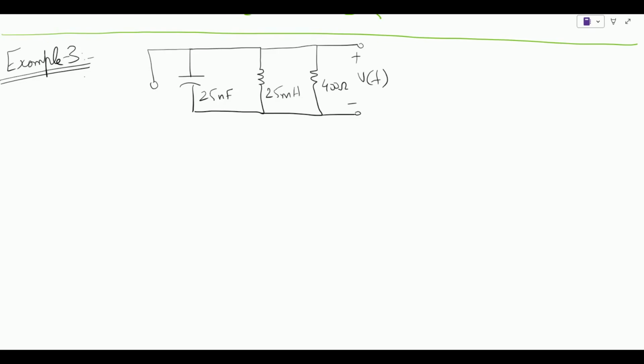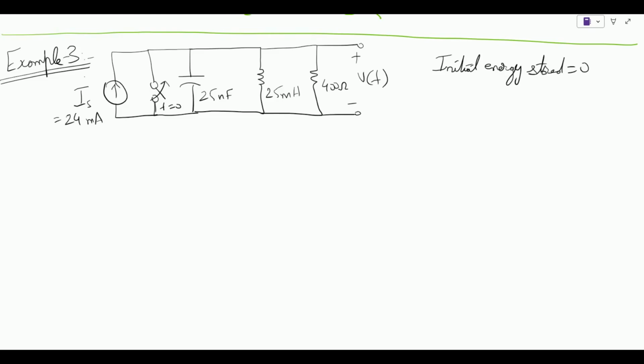And to make this configuration a step response, we are going to have a switch and then a source. In this case we have a current source, I of s, and the switch is going to open at t equals 0. The source has a value of 24 milliamps, and we have been given that the initial energy stored is 0, which means that I L and V naught equal 0.